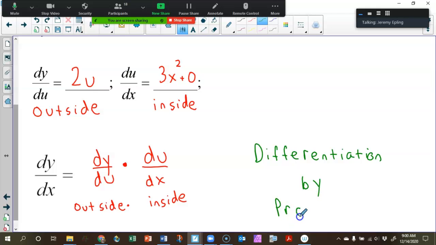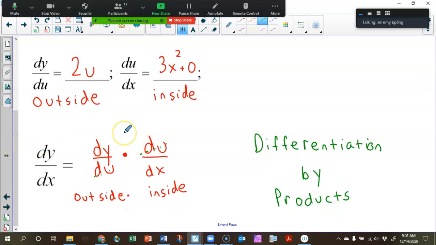When we write Leibniz notation, we're writing fractions because this is the change in y, the instantaneous change in y, the instantaneous change in u, the instantaneous change in x. But what you might notice is that it looks like we're getting dy dx. It looks like these are just dividing out, and that's exactly what's happening. Those differentials are dividing out.